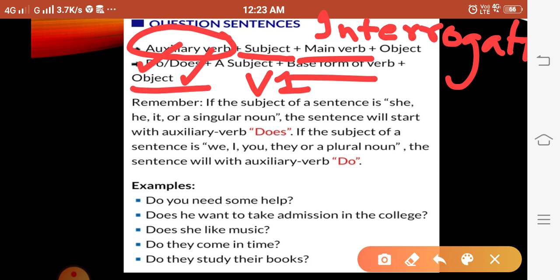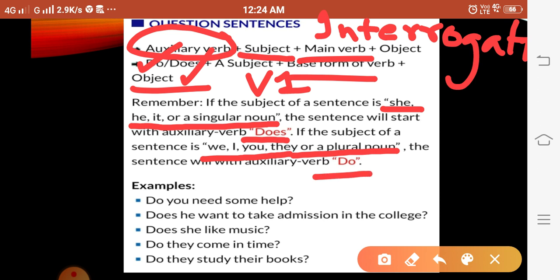Again you have to remember this: if you are using she, he, it or any singular noun as your subject in interrogative sentences in simple present tense, then the auxiliary verb used in this sentence would be does. Or if you are using we, I, you, they or any other plural noun as your subject, then the auxiliary verb that you will use would be do. For example, do you need some help? Here our subject is you, and with you we will use do.